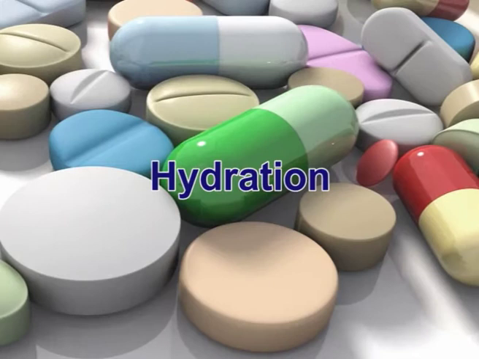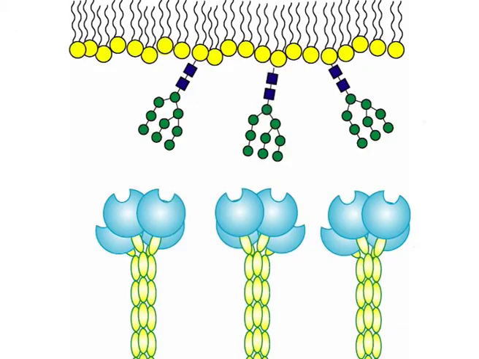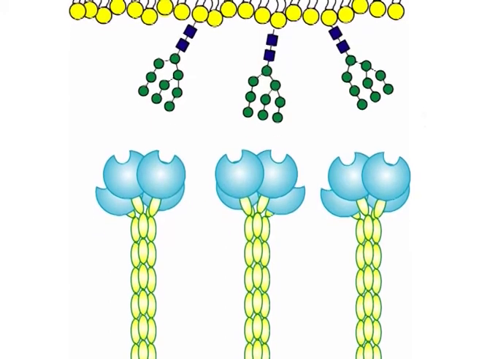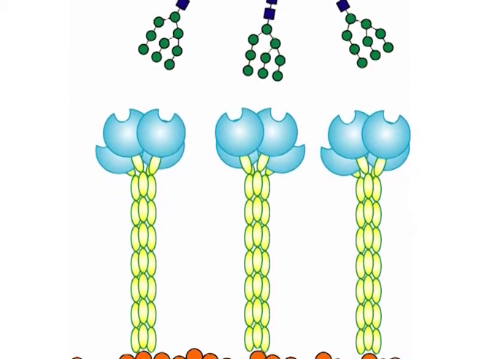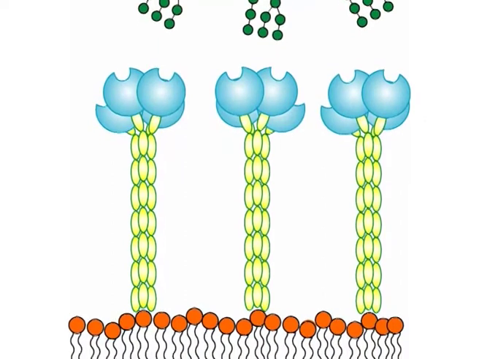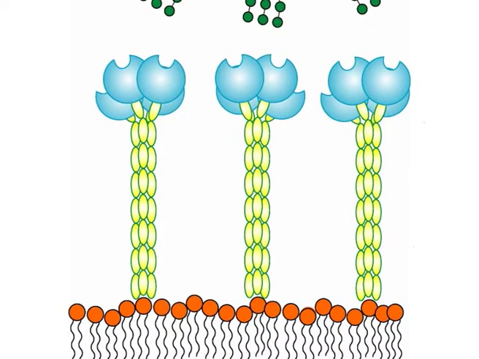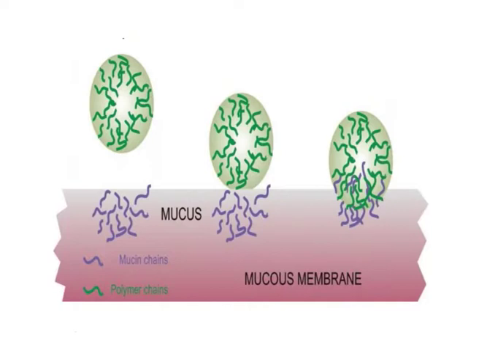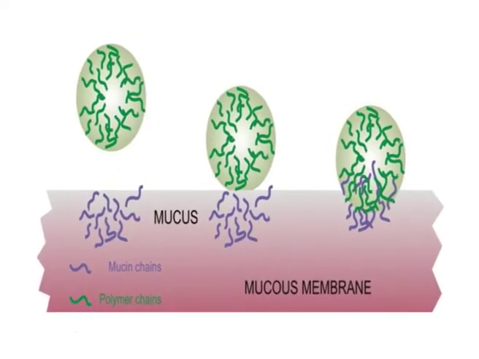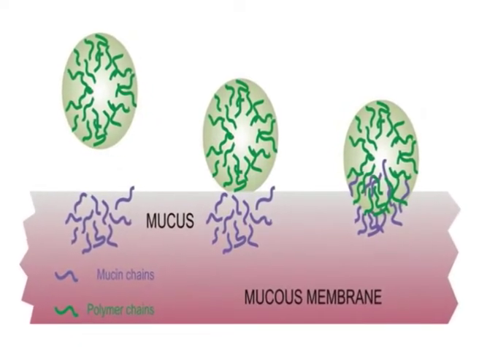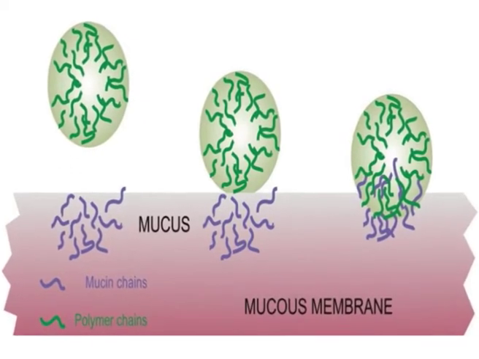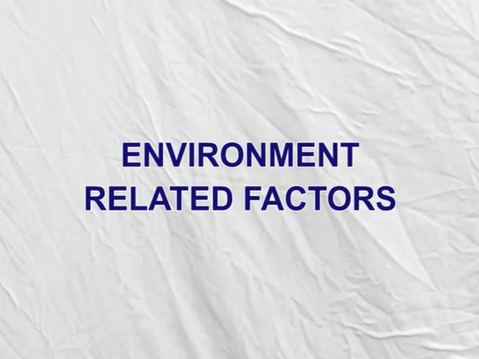Then hydration. Hydration is required for a mucoadhesive polymer to expand and create a proper macromolecular mass of sufficient size, and also to induce mobility in the polymer chain in order to enhance the interpenetration process between the polymer and mucin. Next important factor is related to the environment.